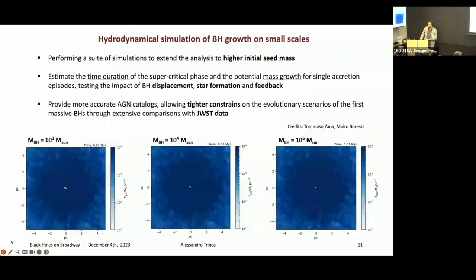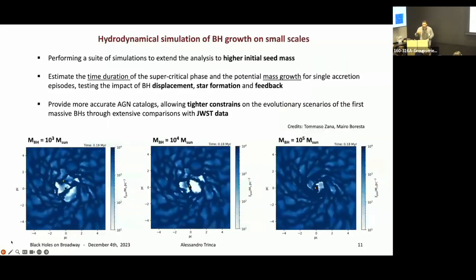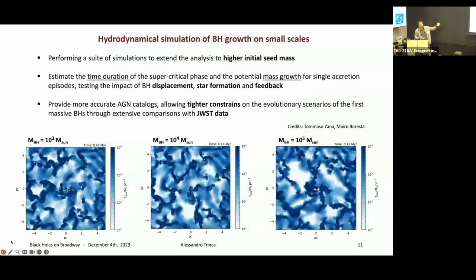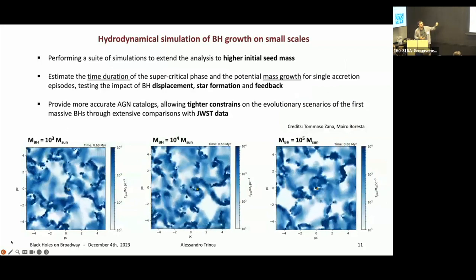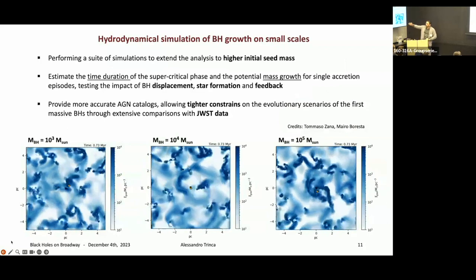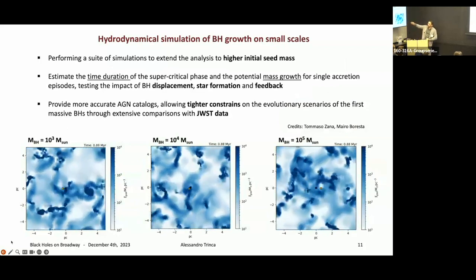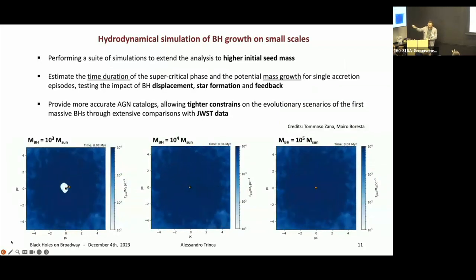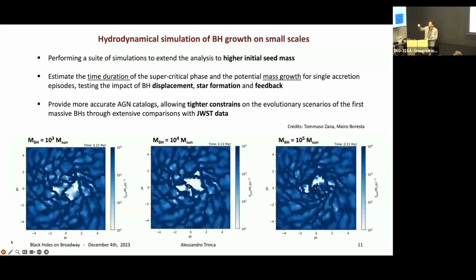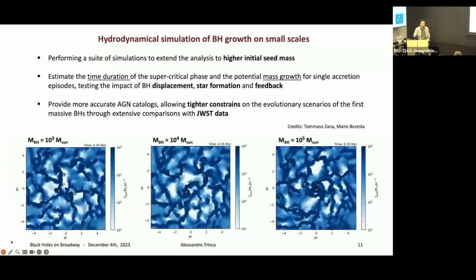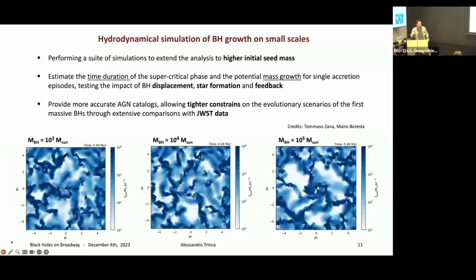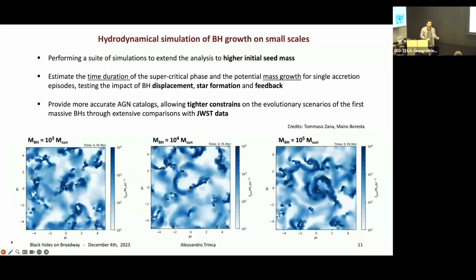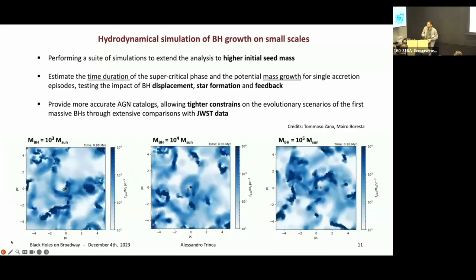And for this reason, what we are currently doing is performing several simulations spanning from 10^3 initial solar masses for a black hole up to 10^5. And you can see here how the gas density evolves on a timescale of the order of 1 megayear for the 3 systems. And what we want to obtain with this kind of simulation is to estimate the expected time duration, with its potential dependency on the black hole mass, and what is the maximum mass growth that we can have in these brief accretion episodes.